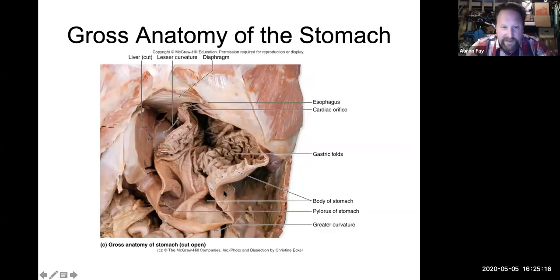So this is just a cadaver that has been opened up. The stomach has been cut open, and you can see those rugae or those gastric folds, because when empty, the stomach shrivels up. And you eat a bunch of food, it's going to swell up, right? And so you need those folds to allow for that stretching and distension.